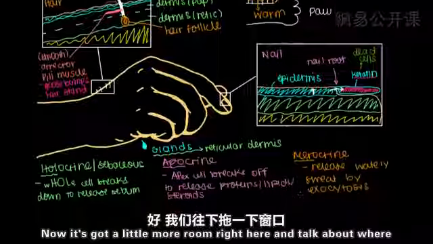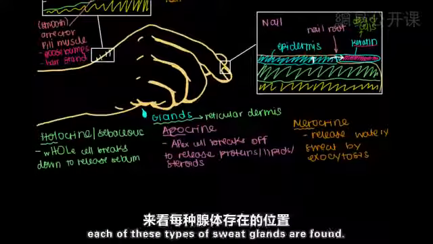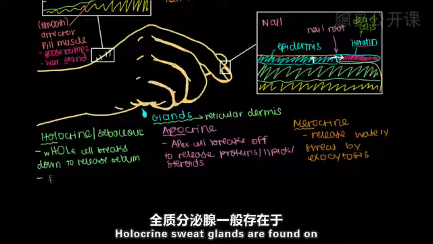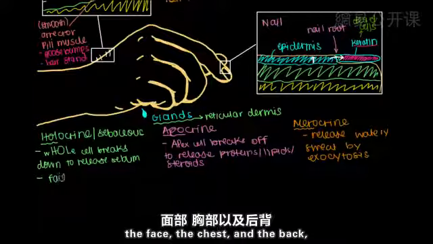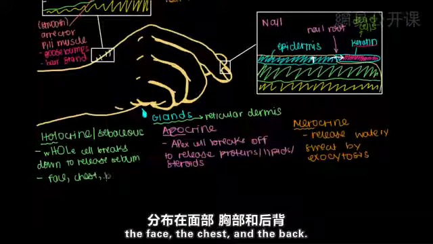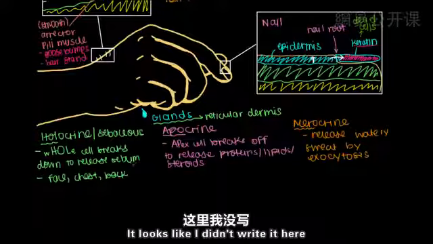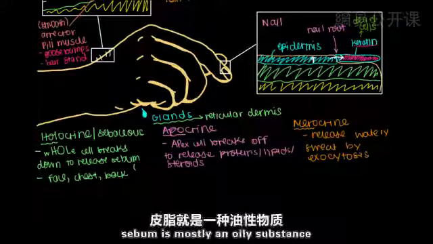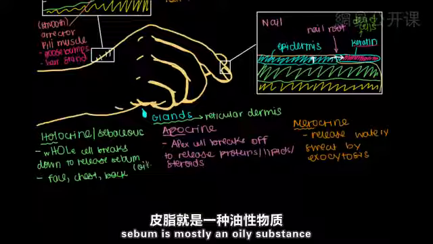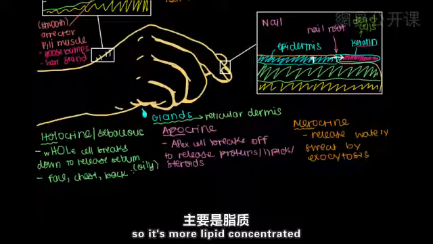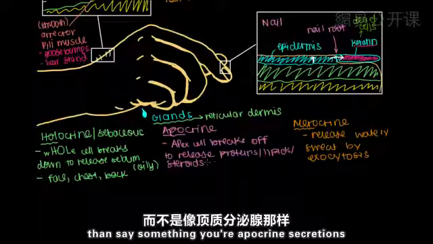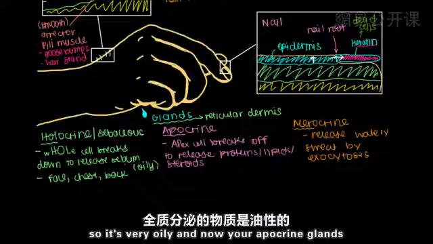Now let's get a little more room right here and talk about where each of these types of sweat glands are found. Holocrine sweat glands are found on the face, the chest, and the back. And it looks like I didn't write it here, but I want to make sure you know that sebum is mostly an oily substance, so it's more lipid concentrated than, say, your apocrine secretion. It's very oily.